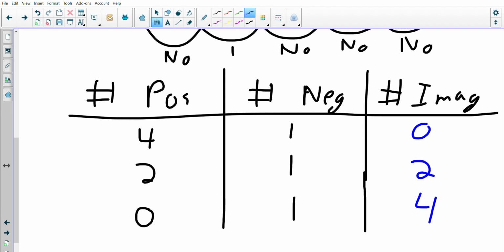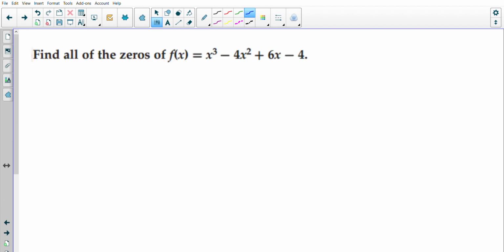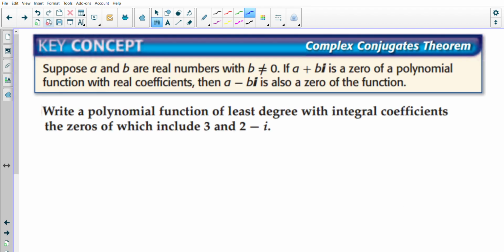So that is some basics of roots and zeros. We're not going to do this problem, so please ignore that one. So suppose complex conjugates theorem. Suppose a and b are real numbers with b not equal to 0. If a plus bi is a 0 of a polynomial function with real coefficients, then a minus bi is also a 0. So if you looked at the last one, the imaginaries went from 0 to 4 every single time. So it always works like that.